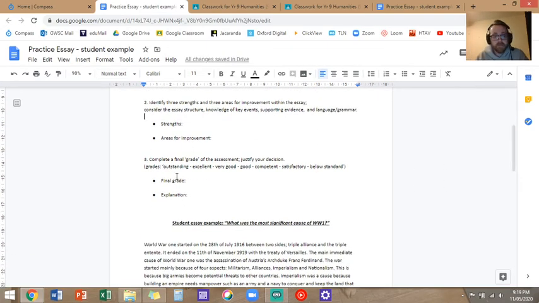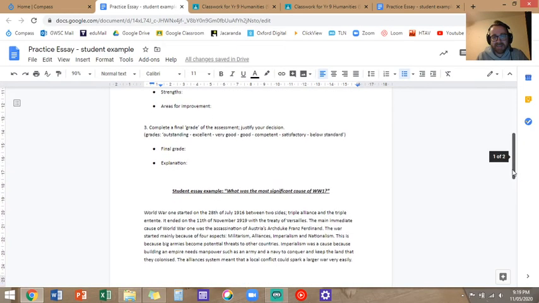And then finally, complete a final grade of the assessment, and then justify your decision. Using the Glen Waverley Secondary College grading scale, so outstanding, very good, satisfactory, what is your final grade of this essay? If you're the teacher, you are being asked to grade this essay just as if it was your own essay, the essay we're completing currently, and then explain why you've given it an excellent or why you've given it a competent. The idea is, hopefully this will give you a few ideas of what to include in your essay, but also hopefully you can identify a few things not to include in your essay. And yeah, student essays below.